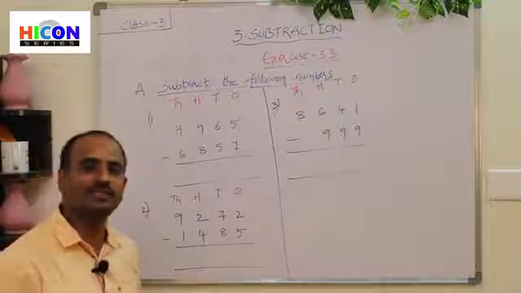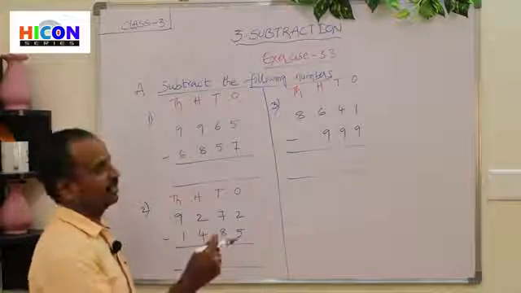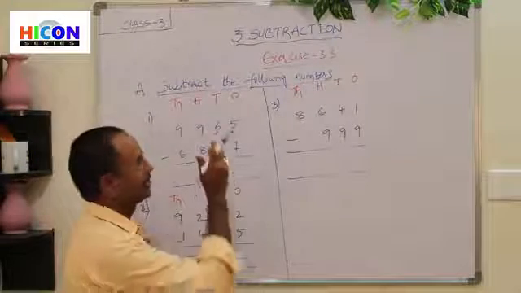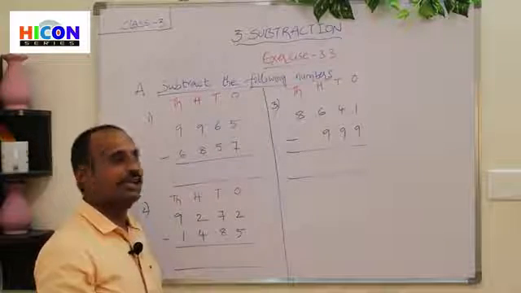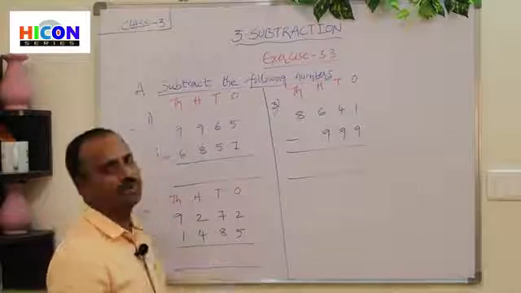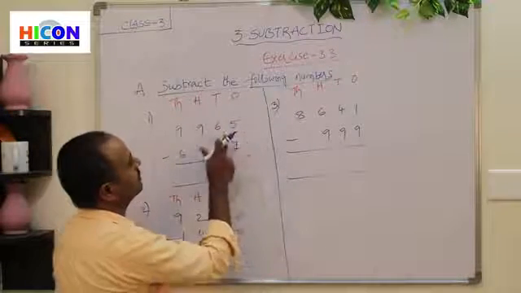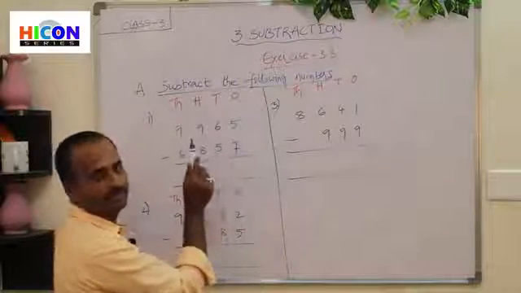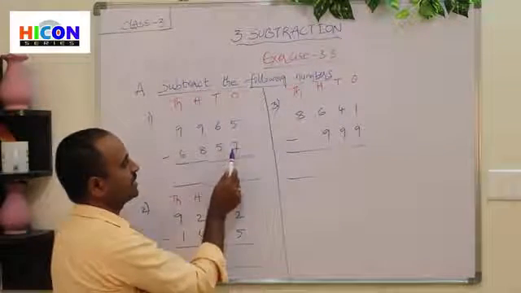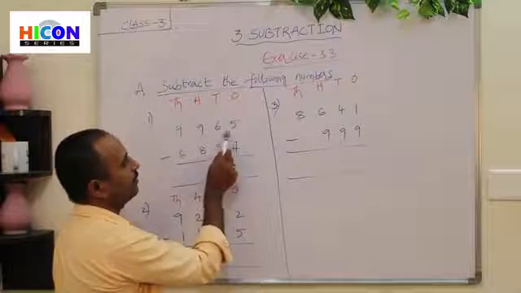Regrouping means carrying or borrowing. So do the subtraction. Start subtraction from the ones place, because subtraction or addition should be started from the ones place. Children, what are the digits present in the ones place? 5 and 7. 5 is the first number, 7 is the second number. Now we have to subtract 7 from 5.